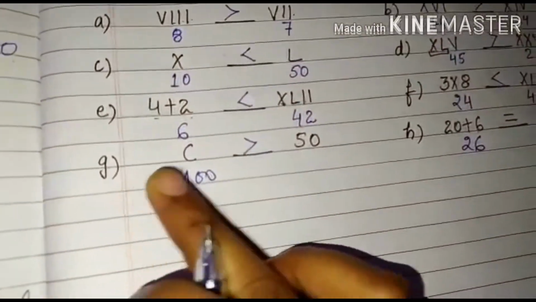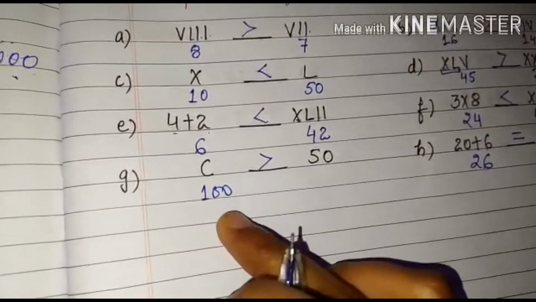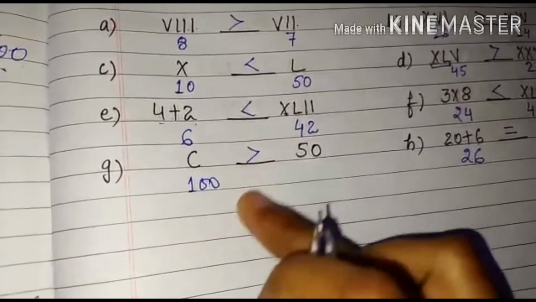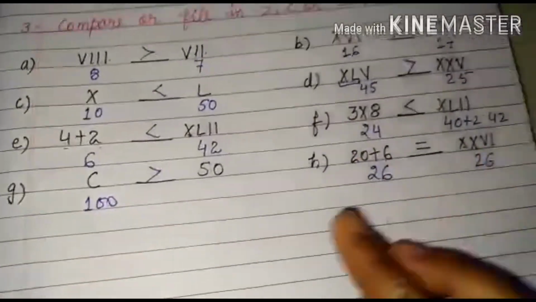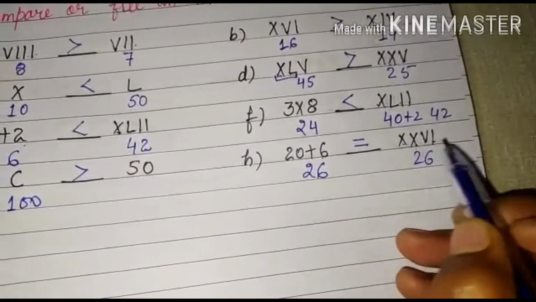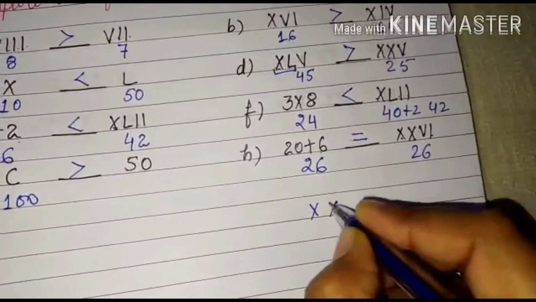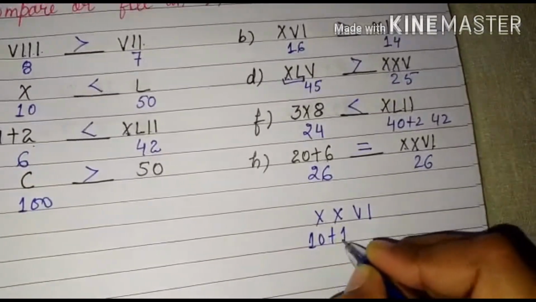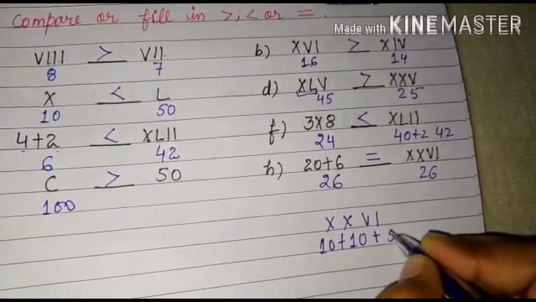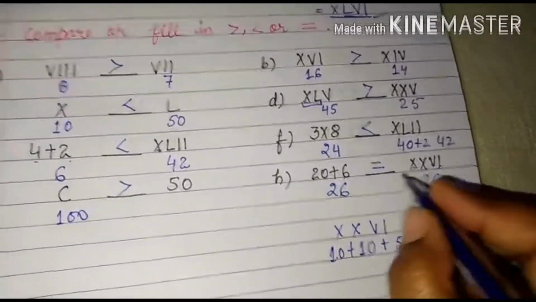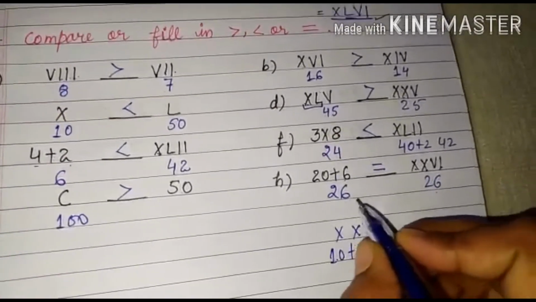Now part G, C. C is what? 100, and the other is 50. Which will be greater? C is greater, so I'll put the greater than sign here. Next, H. 20 plus 6 is 26. XXVI: what is XXVI? X is 10 plus X is 10 plus V is 5 plus I is 1, so it is 25 plus 1, 26. That means they both are equal, so I'll put the equals to sign here.